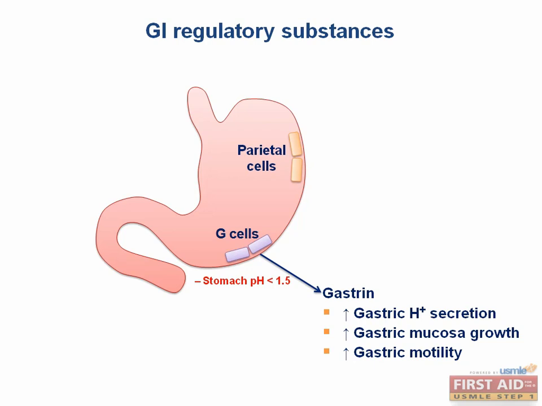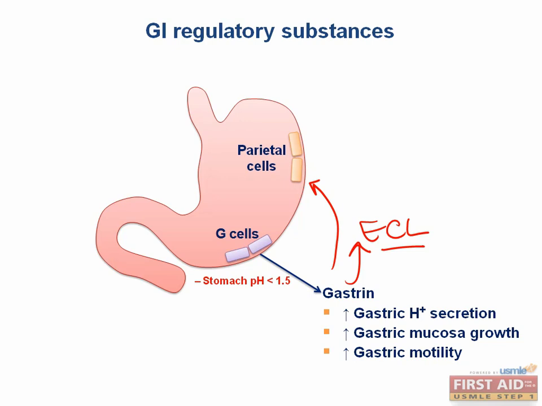How does it accomplish this? Well, gastrin works by acting on the enterochromaffin, or ECL cells, which then leads to histamine release. This acts to increase parietal secretion of HCl. Gastrin also directly acts on parietal cells to increase acid release, but this is more minor compared to its effect on ECL cells.